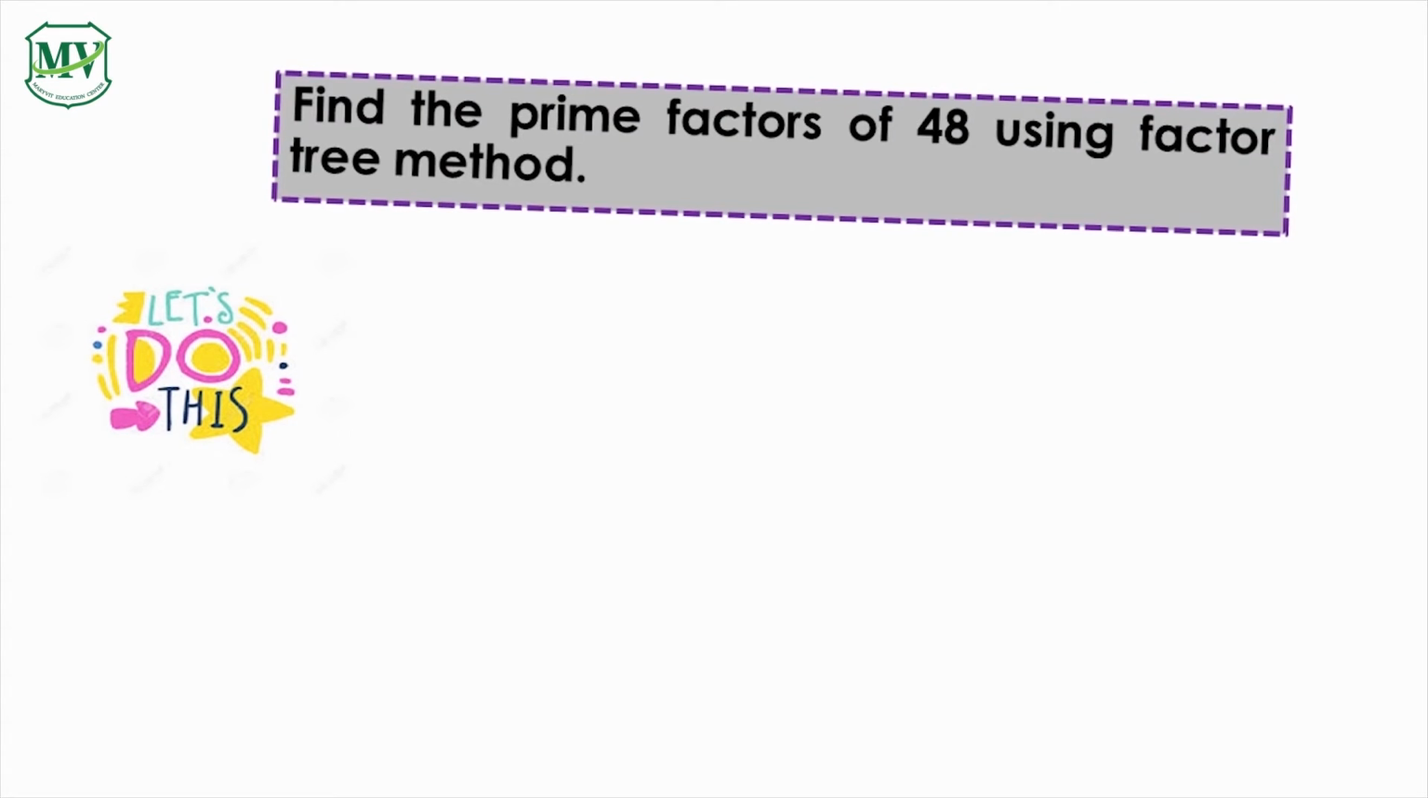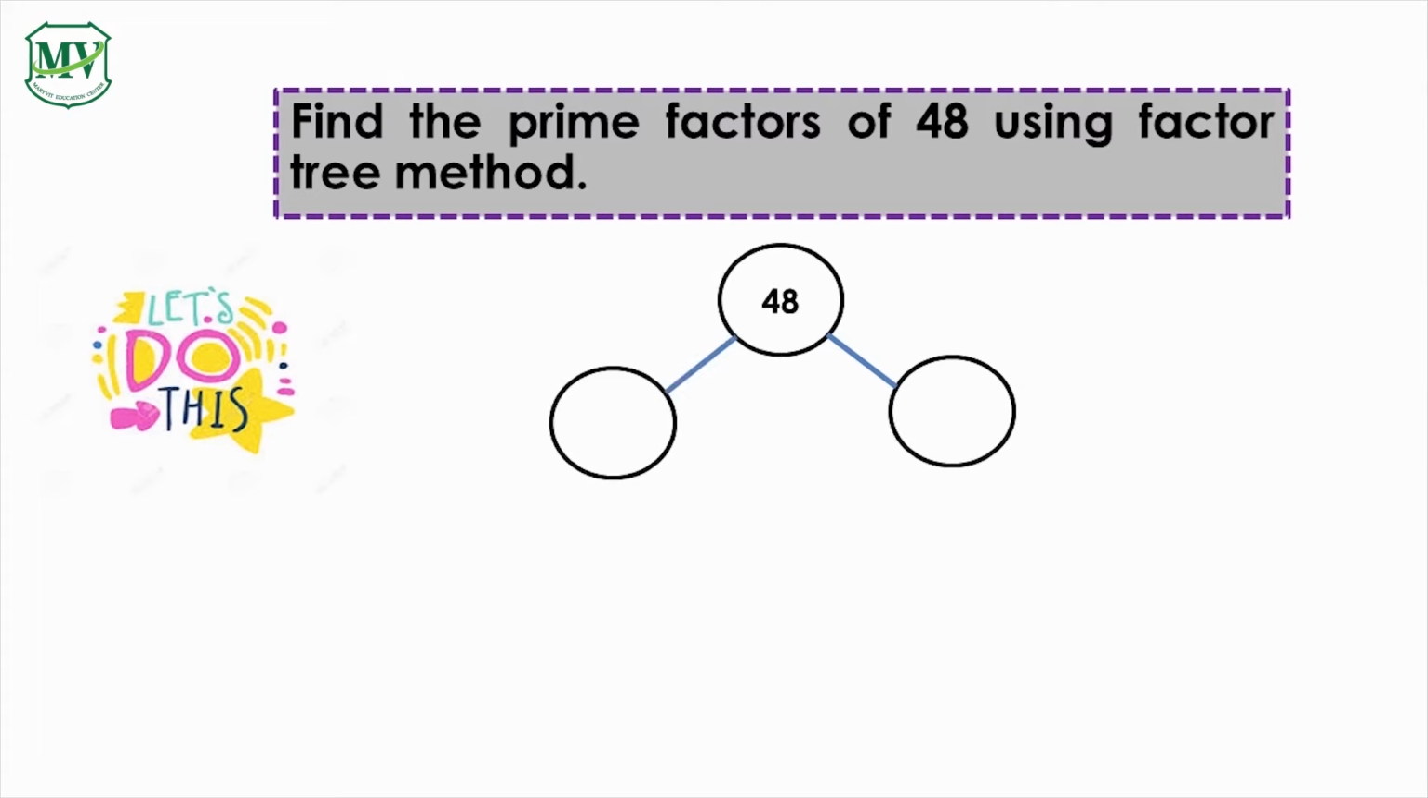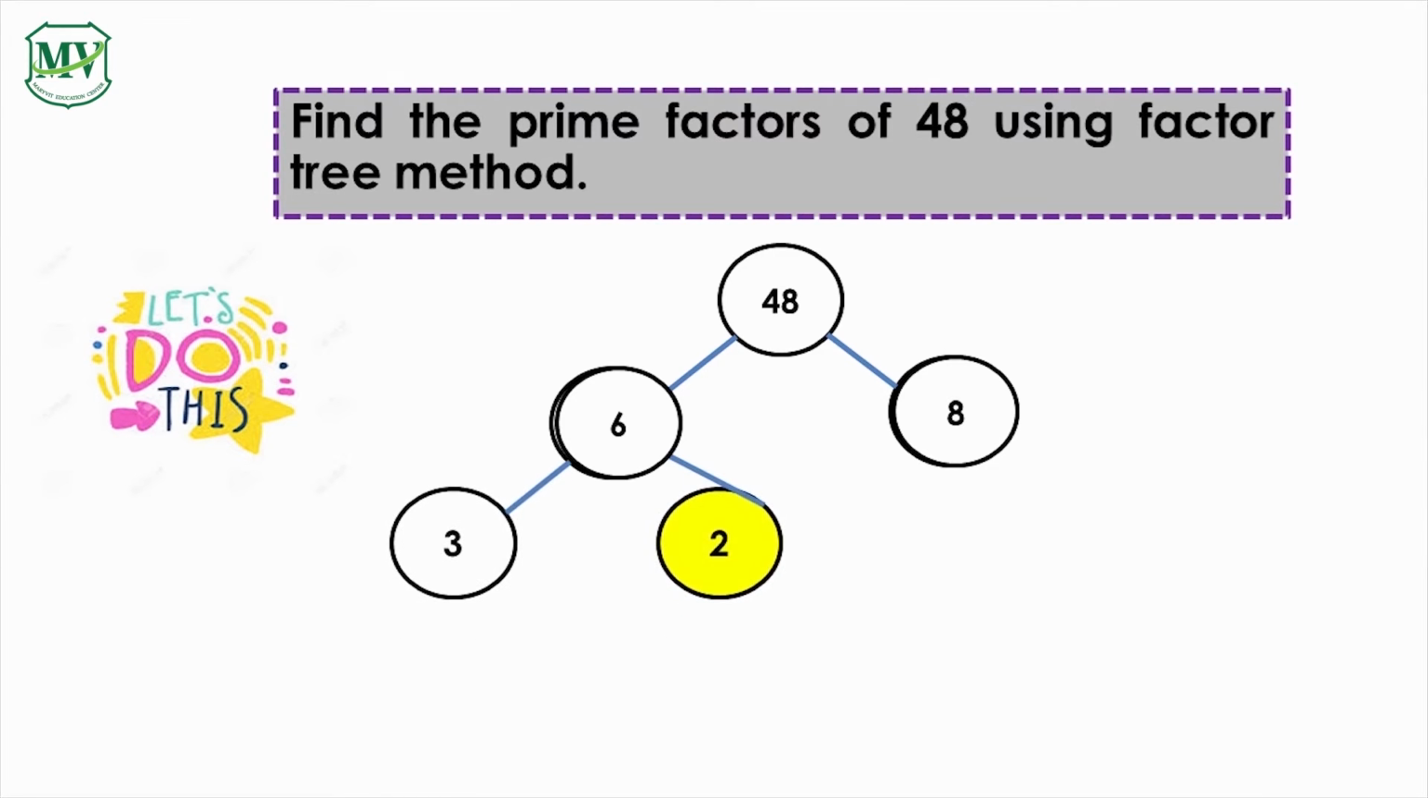We are going to find the prime factors of 48 using factor tree method. What are the factors of 48? You're fast! It's 6 and 8. Now, are 6 and 8 prime numbers? You're right! 6 and 8 are not prime numbers. So let's continue factoring 6 and 8. What are the factors of 6? It is 3 and 2. Are 3 and 2 prime numbers? You're fast! We now have prime factors for 6.